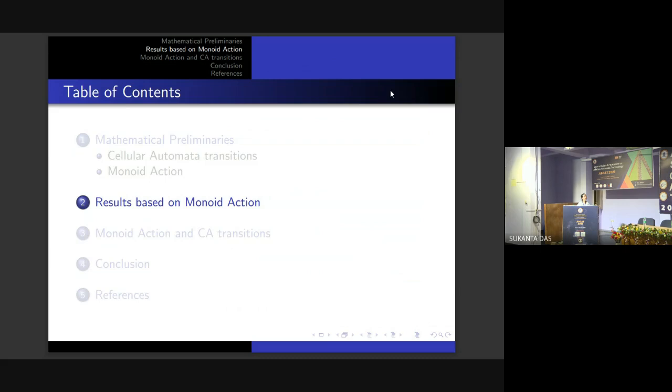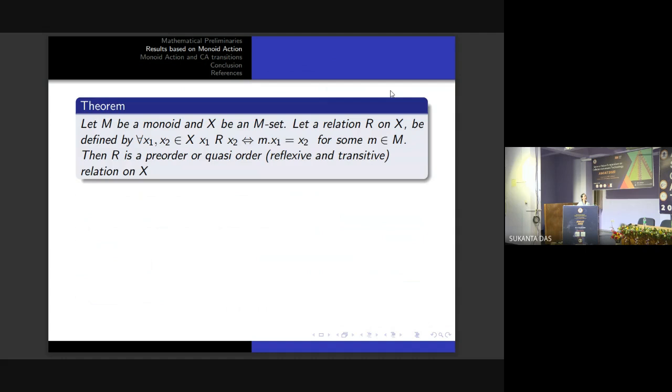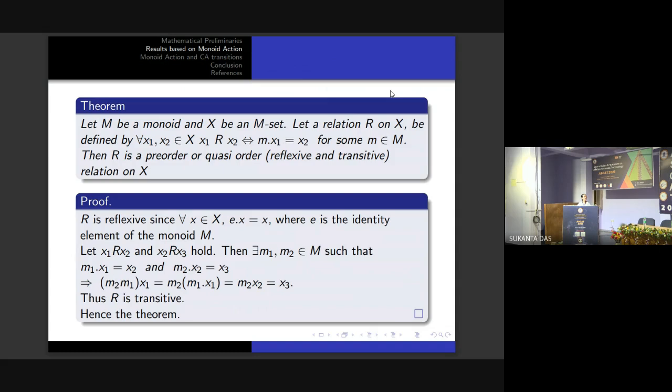Now we come directly to the results. Okay. In such a monoid, if we define a relation like m dot x1 is equal to x2, where x1, x2 are elements of the set X, then such a relation is a pre-order or quasi-order relation, which means we have reflexivity and transitivity. So naturally the identity element is present, so reflexivity holds. And if we take m1, m2, then m1 dot x1 gives me some value x2, and if there is some x3 such that m2 x2 gives x3, then by very standard transitivity operations, we'll see that it holds. So the theorem holds that it's a pre-order relation.